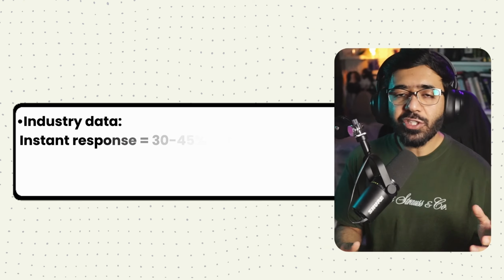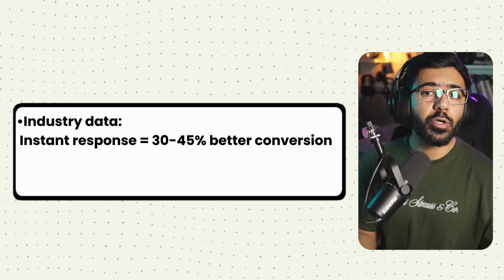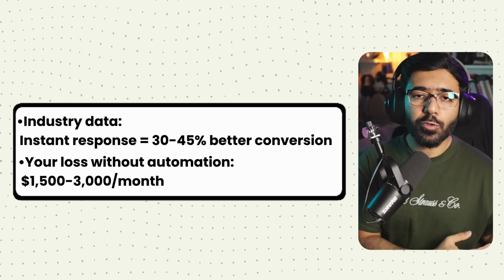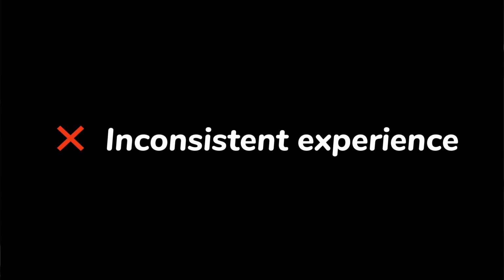Another problem is delayed response. Manual onboarding means delays. The faster you respond, the better your conversion rate is. In general, you can expect 30% to 45% better conversion if you're instantly onboarding someone. And without such an n8n automation, you're essentially losing $1,500 to $3,000 a month. And finally, inconsistent experience. So if you're tired at 11 p.m., your email might not be as efficient as it would be at 9 a.m., whereas the automation is always going to be consistent.